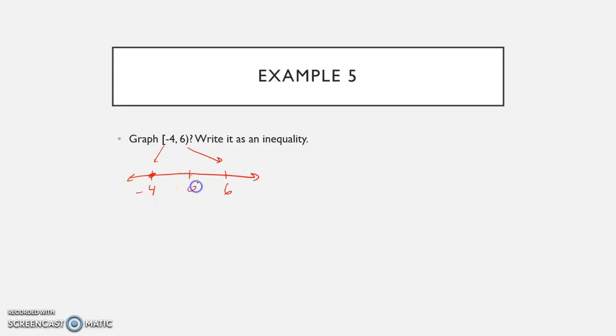I'll put 0 here as a point of reference. And then we'll have 6 here, and that'll be an open circle with a curvy parenthesis here. In our intervals, it's going to include every number between -4 and 6. So as an inequality, -4 is less than or equal to x. X is greater than or equal to -4, but less than 6, with no equal sign.